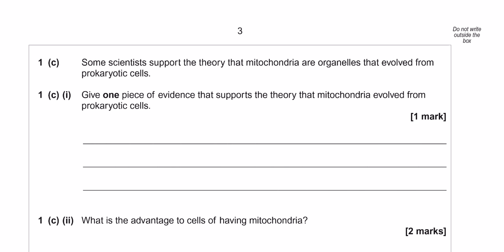Okay, next question. Looking at the theory that mitochondria are organelles that evolved from prokaryotic cells, it says give one piece of evidence that supports the theory. Well, in fact, there are lots of different pieces of evidence, and you could have things such as circular DNA, for example. You could have had the fact that they're smaller, or they've got 70S ribosomes, okay, they've got no introns, no histones, and proteins associated with DNA.